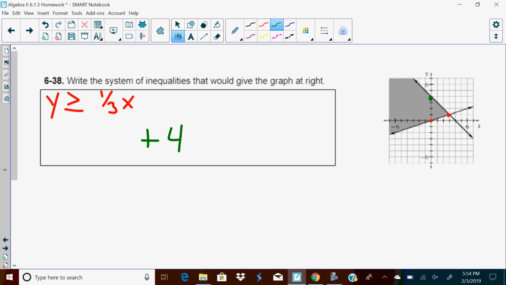So then the other line, its intercept is 4, so I know it's going to be plus 4. And its slope is 1/1 or 1. And it's going in the negative direction, and we have y less than, and it's also a solid line, so it's less than or equal to.